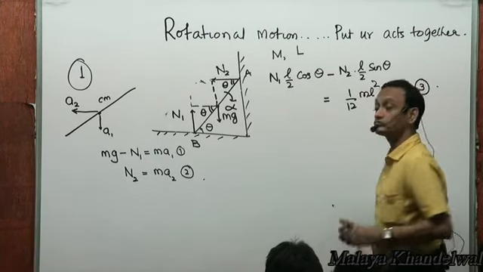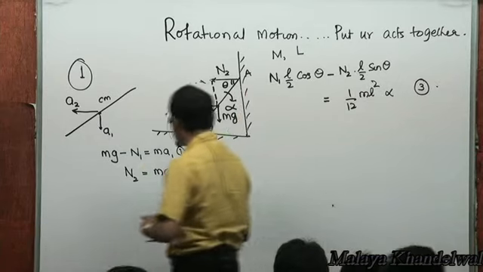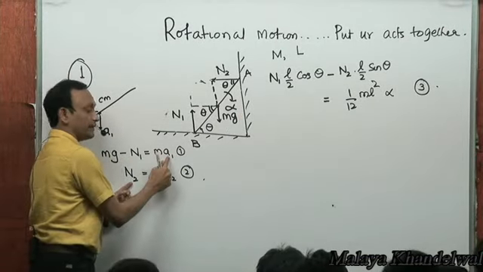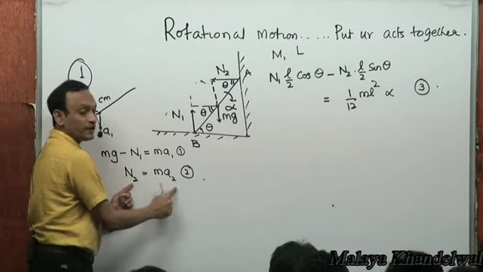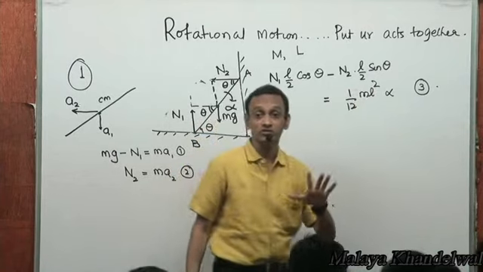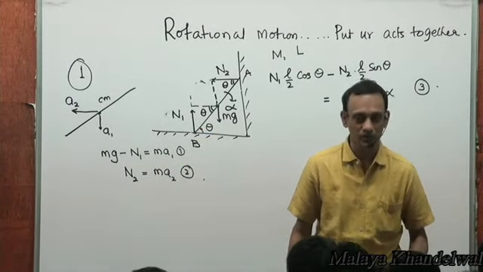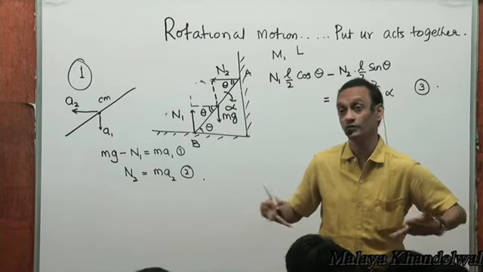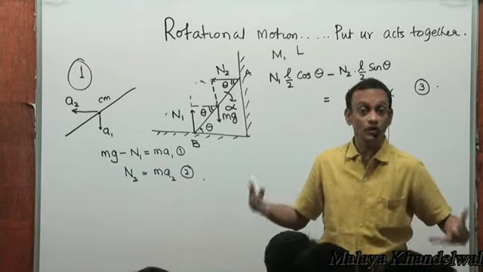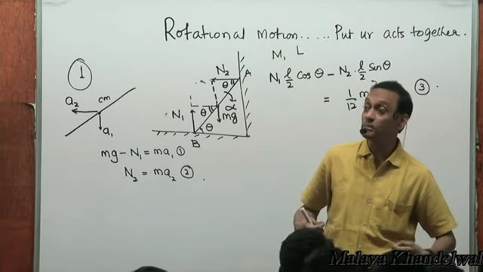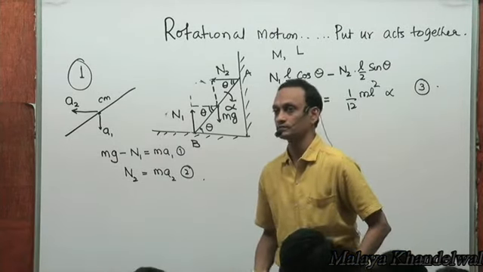Now, have we done enough? How many unknowns are there? N1, a1, N2, a2, and alpha. 5 unknowns, 3 equations. Inadequate. We have consumed Newton's laws, we have consumed the equation for rotation, etc. We can't proceed. Now, what is pending is the constraint.